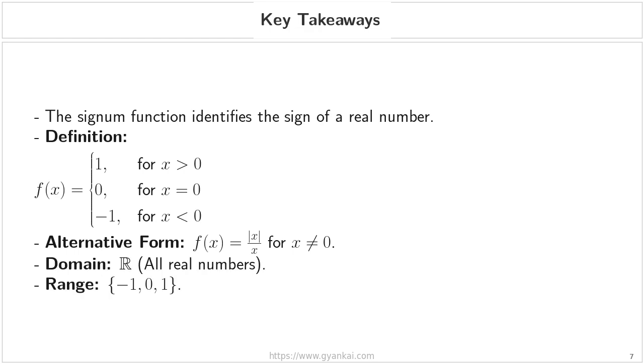Finally, let's solidify the properties of this function. The domain is the set of all real numbers, which we denote as R. However, the range is much more restricted. The output can only ever be one of 3 specific values, which we write as the set containing -1, 0, and 1. I hope this summary helps reinforce what we've covered today.